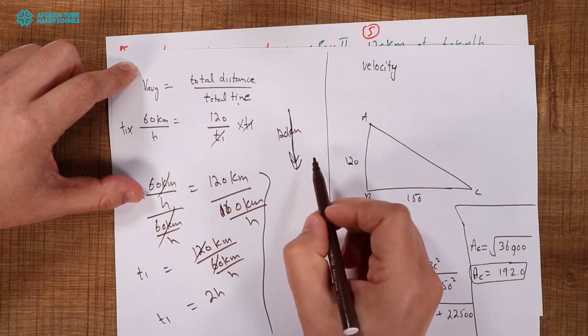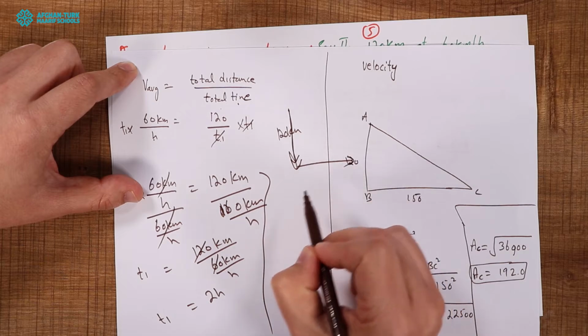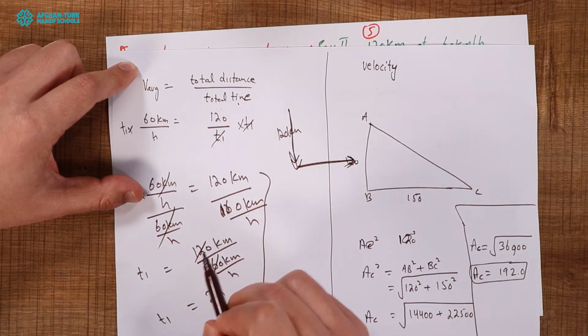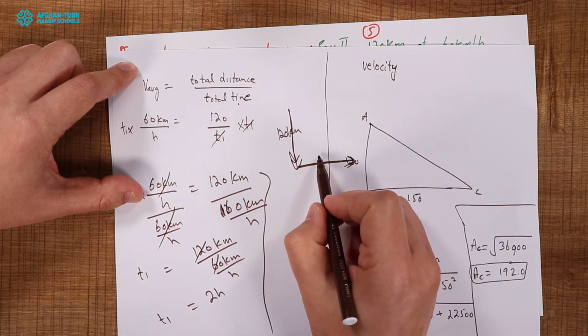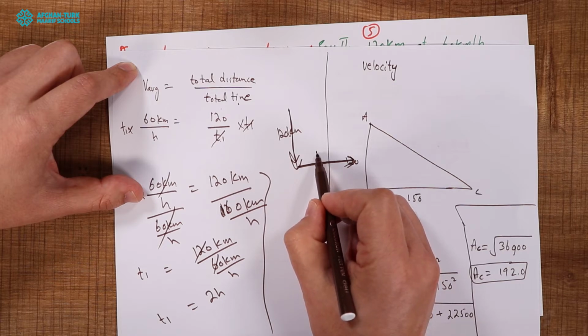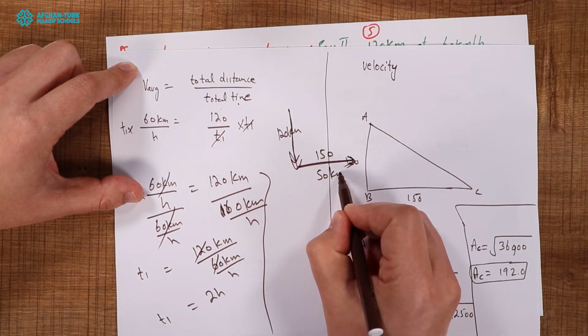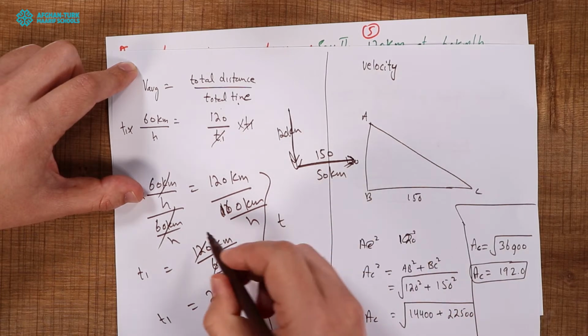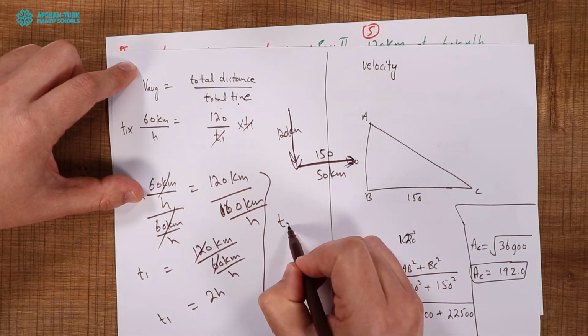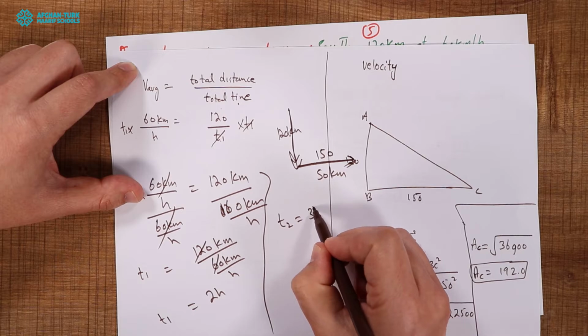We can use the same procedure for the east side. The east side has a total distance of 150 with a speed of 50 km per hour. If we do the same procedure here, T2 will be equal to 3 hours.